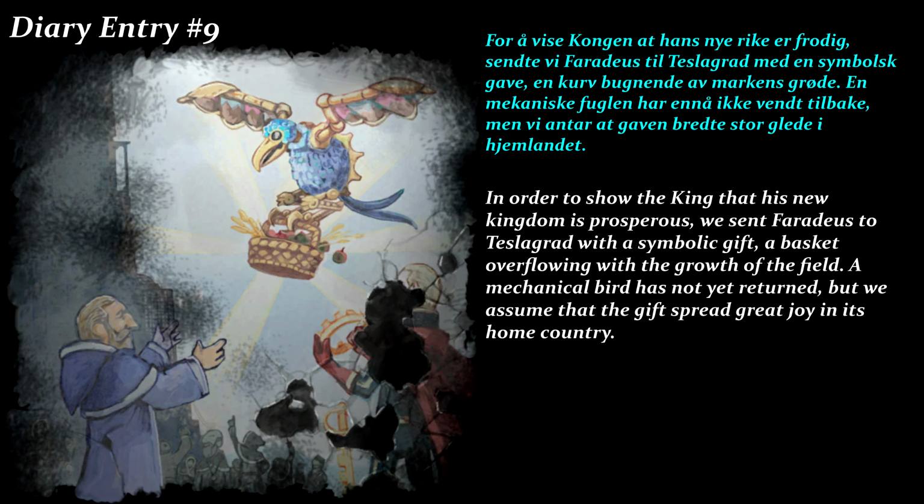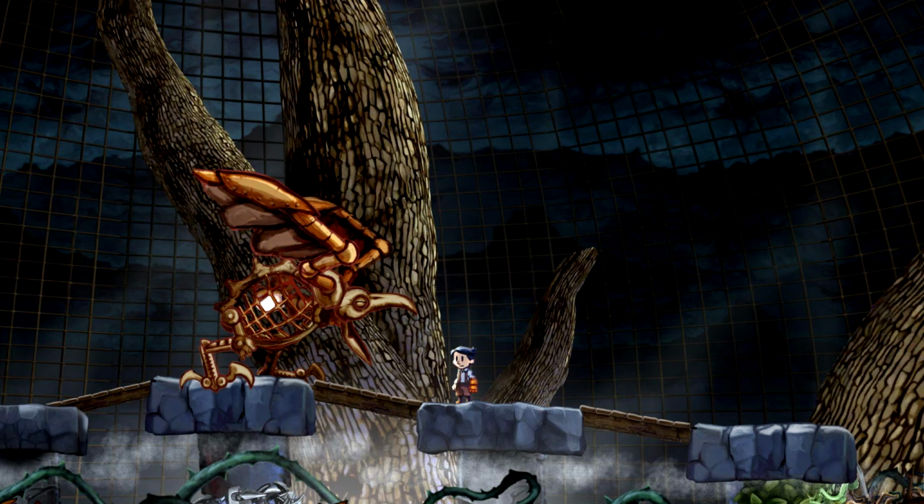This entry provides context to the great mural that we see in Teslagrad 1. And one thing that I neglected to mention in the first lore video regarding Faradeus and the connection to her namesake, Michael Faraday, is that her boss fight takes place inside of one of his inventions, a Faraday cage.